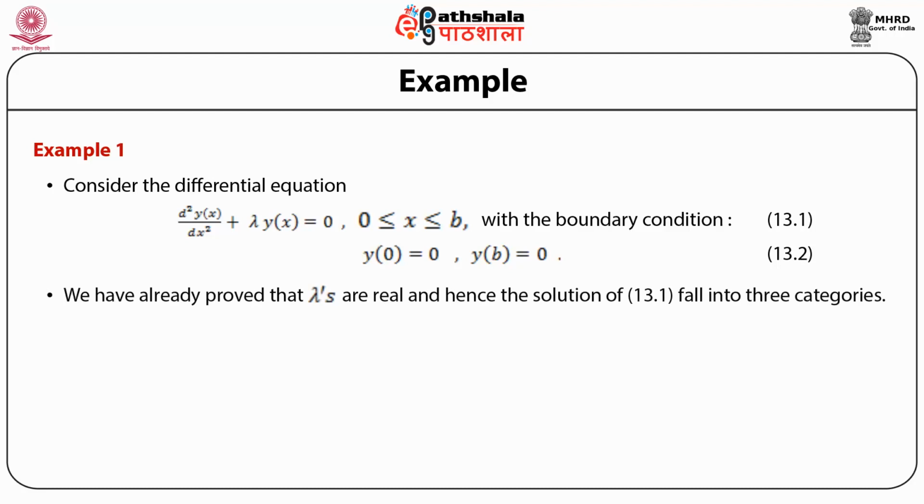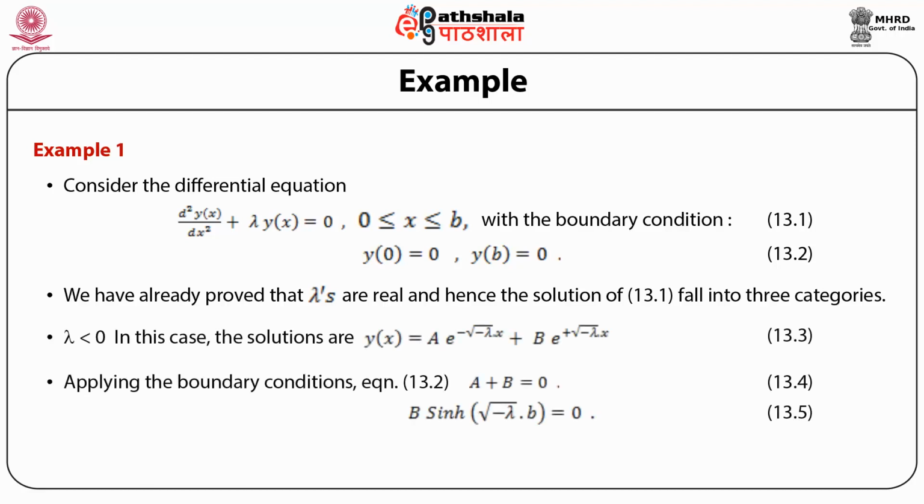We have already proved earlier that lambdas are real, and hence the solution of this equation falls into three categories: lambda can be positive, negative, or 0. Let us first consider the case when lambda is negative. In this case, the solutions are exponential, and the general solution can be written as y of x equal to a times e to the power minus square root of minus lambda x, plus b, another constant, times e to the power plus square root of minus lambda x, where a and b are arbitrary constants.